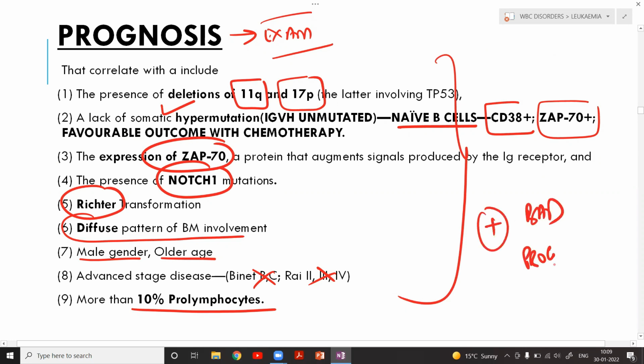At least if you remember 5-6 of these causes, you are done. So what are the things that you cannot forget to leave out? Lack of somatic hypermutation is the most important factor indicating the prognosis. Lack of somatic hypermutation, which indicates an origin from the naive B cells, indicates bad prognosis. Expression of ZAP70, Richter's transformation, diffuse pattern of bone marrow involvement, more than 10% pro-lymphocytes, male gender, these are very important prognostic factors to be reckoned with.